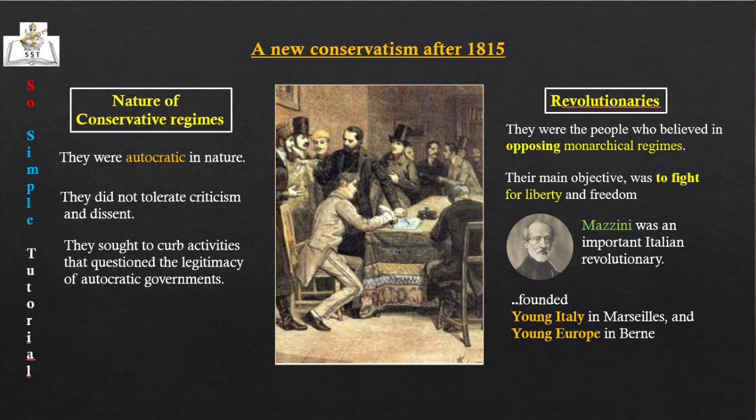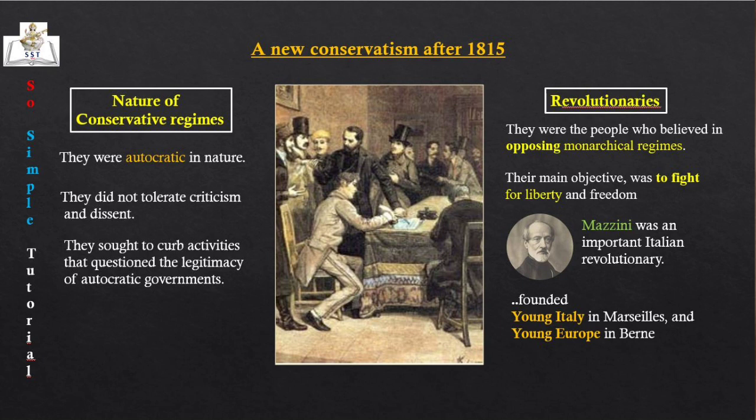After the Treaty of Vienna, autocratic monarchies came to rule in different parts of Europe. The liberal nationalists went underground out of fear of repression. This period, therefore, witnessed the emergence of many secret societies to train revolutionaries and spread their ideas. So, who were revolutionaries? Revolutionaries were the people who believed in opposing monarchical regimes. Their main objective was to fight for liberty and freedom. They saw the creation of nation states as an important part of their freedom struggle.